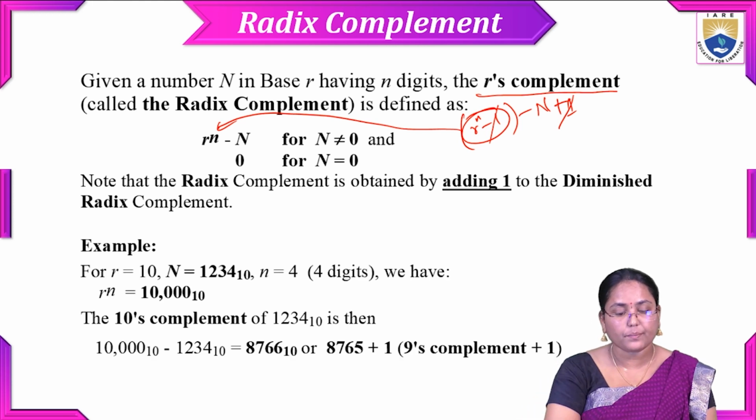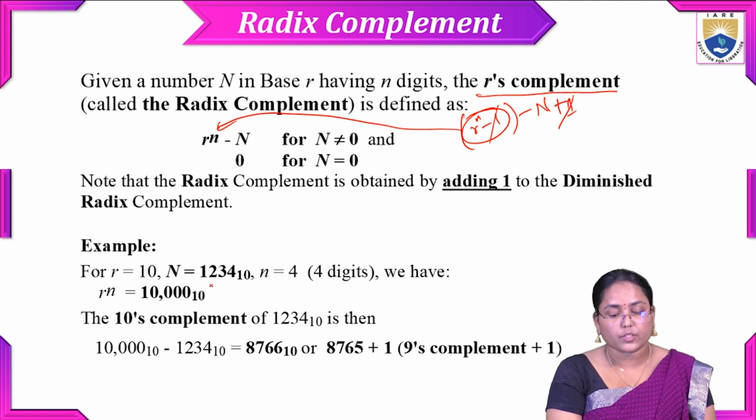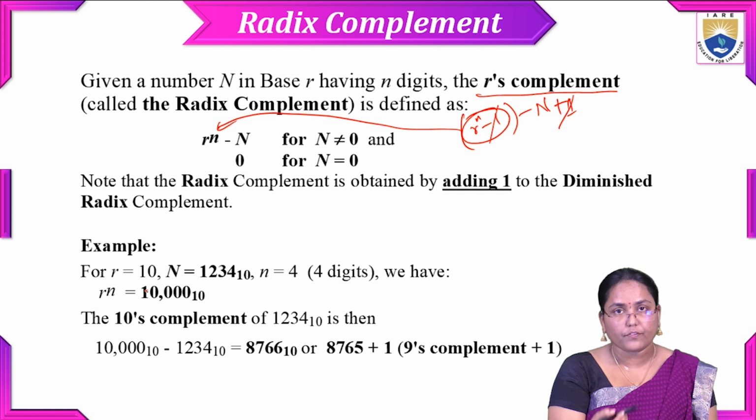So, for example, if I look at this particular number, for r equals 10, which is a decimal number, I have capital N value equals 1, 2, 3, 4, n equals 4. Previously, what we did was the r minus 1's complement. Here, we are doing the r's complement itself. So, r to the power of n, that is 10 to the power of 4, is nothing but 10,000 here.